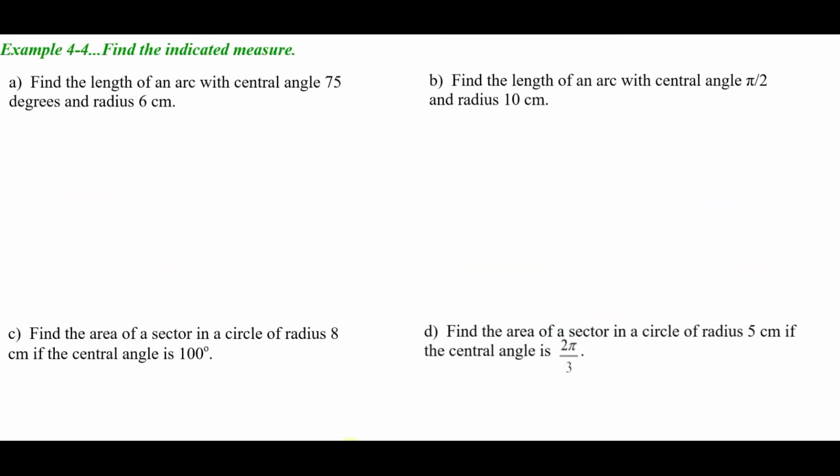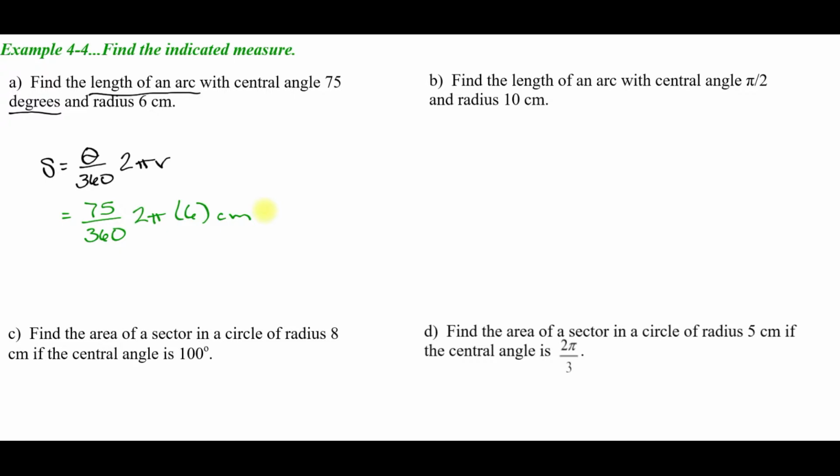All right, so let's look at a couple examples. Find the length of an arc with central angle 75 degrees and radius of 6. Look for the keywords in the problem that tell you what formula to use. So arc length, and my central angle is in degrees. So I want to use the arc length formula in degrees, theta over 360 times 2 pi r. Plug in my values: 75 degrees over 360 degrees times 2 times pi times my radius, which was 6 centimeters.